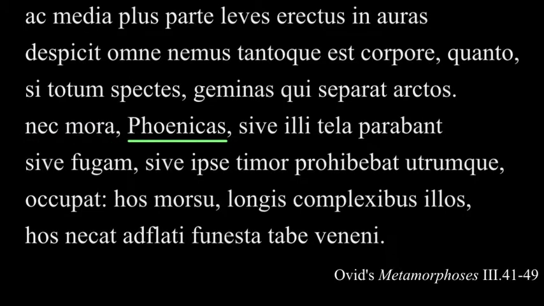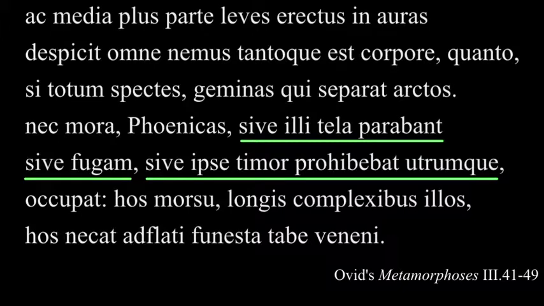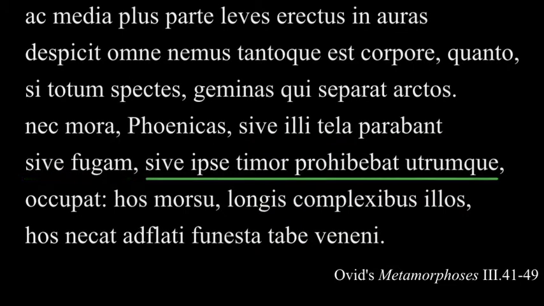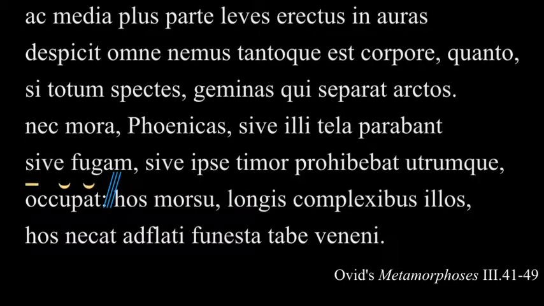Cadmus's men, the Phoenicians, are really caught unaware. The tricolon of si clauses are also intertwined. Either the Phoenicians, the illi, were getting ready to fight, or for flight, or for neither of the above. But it doesn't matter because the snake has them either way. The diaeresis after occupat, where the word ends at the end of the first foot, gives us a very emphatic full stop here. It's as if Cadmus's men could have done any of the 3 things listed, but when we arrive at occupat, we find out that it was all in vain. The snake still gets them.